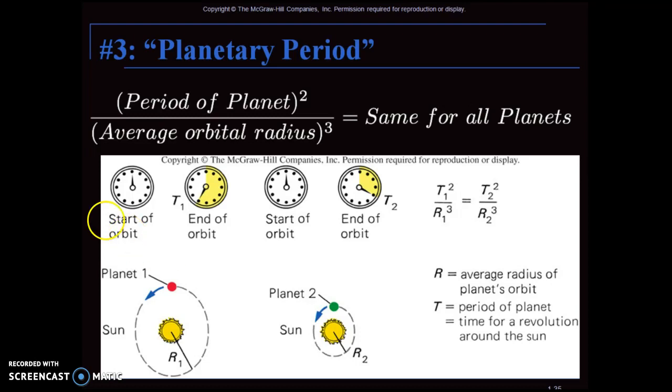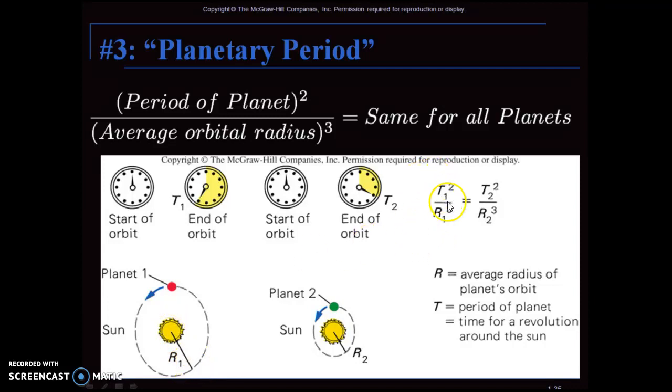Planetary periods. The period of a planet squared divided by the average orbital radius cubed is the same for all planets. So look at planet 1, and planet 2, which is a little bit far from the sun, and this is the planet closest to the sun. This planet started making a round trip around the sun, taking this path right here. Let's imagine that it takes a time of t1. And then if you measure the radius, from the center of the sun to the planet's center, this is the radius r.